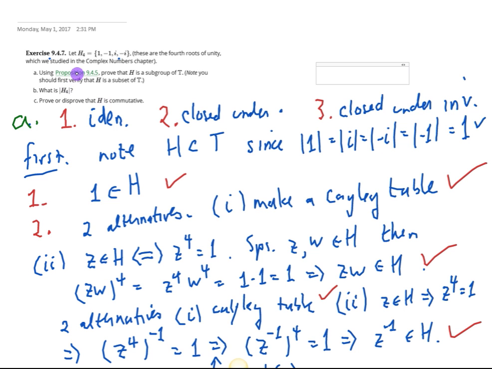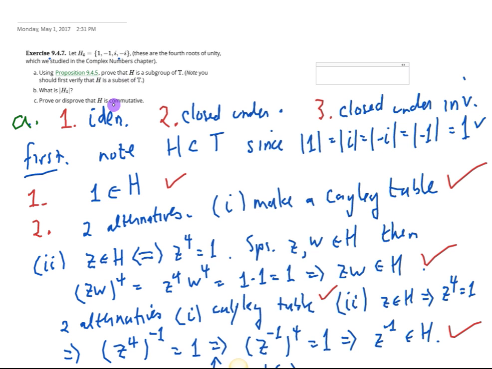As before, proposition 9.4.5 entails 3 properties: the identity property, closure under the group operation, and closure under inverse. But as noted in the problem, it says that first you should verify that H is a subset of T. So I did that first. First note that H is a subset of T since the modulus of 1 is equal to the modulus of i, the modulus of minus 1 is equal to 1, so they're all in the group T. All right, so that takes care of the fact that H is a subset of T.